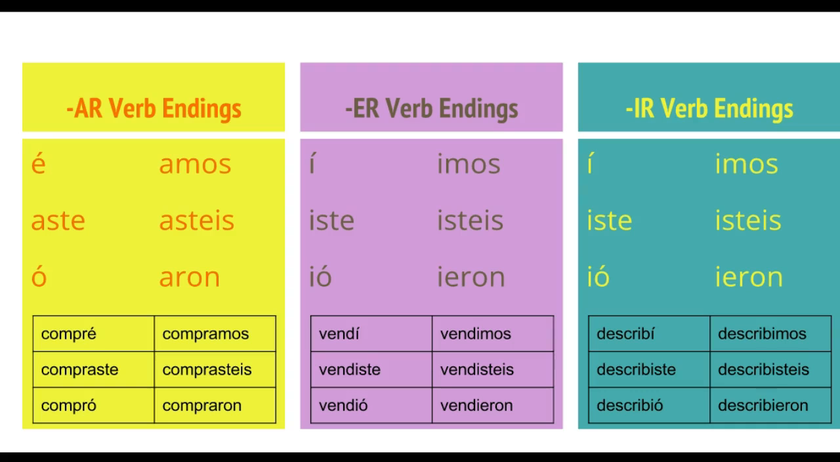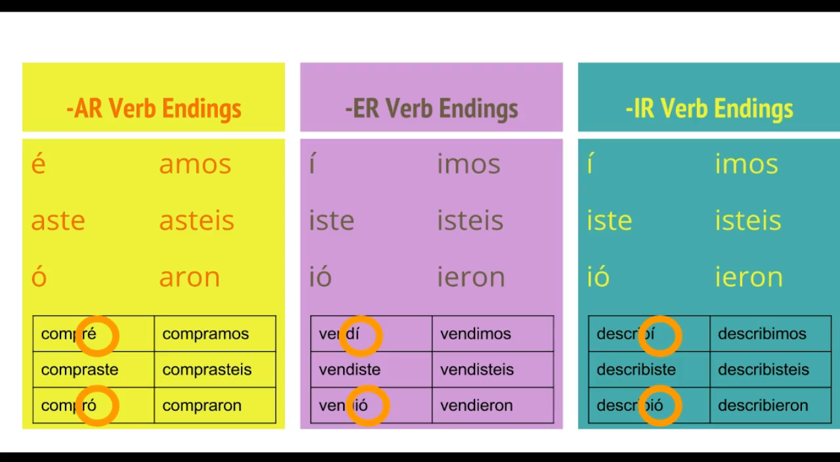I want to point out a couple of common patterns that you'll find in the preterite tense. First of all, if you look at the first person singular form as well as the third person singular form, you'll notice that all of these verb endings have an accent. The accent's really important in the preterite tense because if you leave that accent off, a lot of times those words can have a completely different meaning.